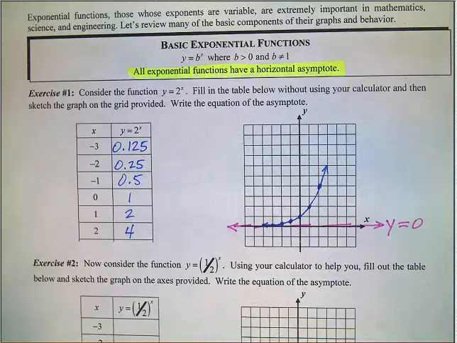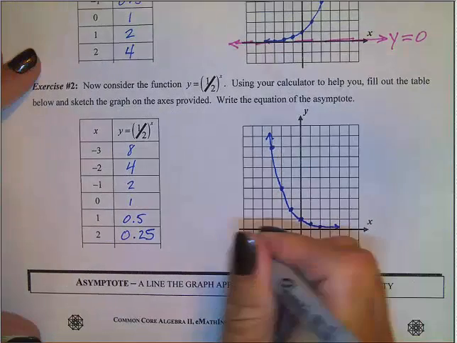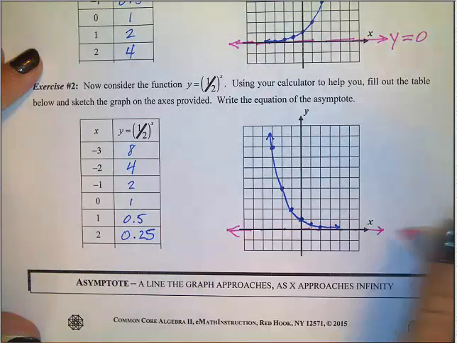So why don't you pause the video and go and try exercise 2. It's exactly like exercise 1 except a different graph. So this is what you should have on your paper. You'll again notice that the x-axis is your horizontal asymptote. So your equation is y equals 0.